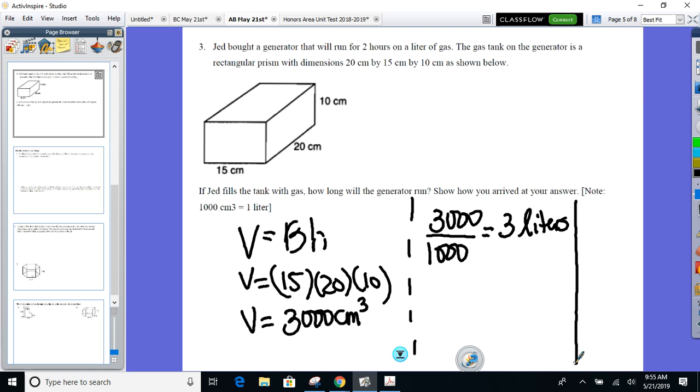Everyone good so far? A lot of calculation. This second half of the unit is doing a little more than finding the volume. All right, how long is it going to run? Well, we know 2 hours for a liter of gas, and I have 3 liters. So it's going to be 3 times 2. This bad boy runs 6 hours. This is exactly what I'm looking for, this second half of the unit. Anything?